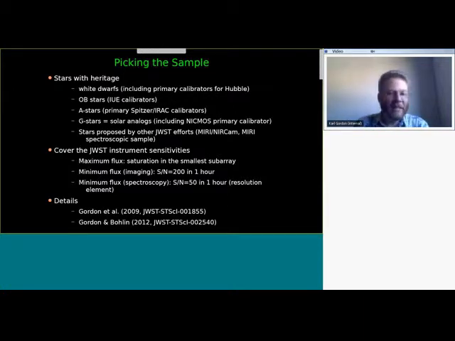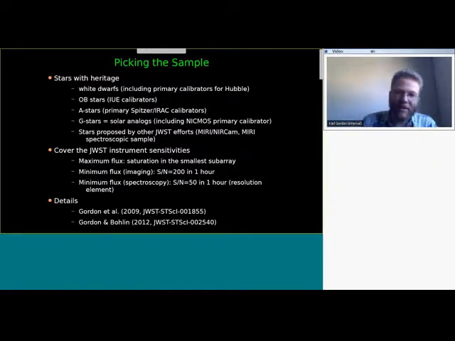So we did want to be quantitative, not just say we're going to get enough stars. We want to cover the instrument sensitivities, and we define the instrument sensitivities as the maximum flux you can get, which is saturation in the smallest array allowed. The minimum flux for imaging is a signal-to-noise of 200 in 1 hour, maybe the longest you might think about iterating on a source for calibration. And the minimum flux for spectroscopy was more like a signal-to-noise of 50 in 1 hour per resolution element. That's what is reasonable to do from the Hubble STScI calibration.